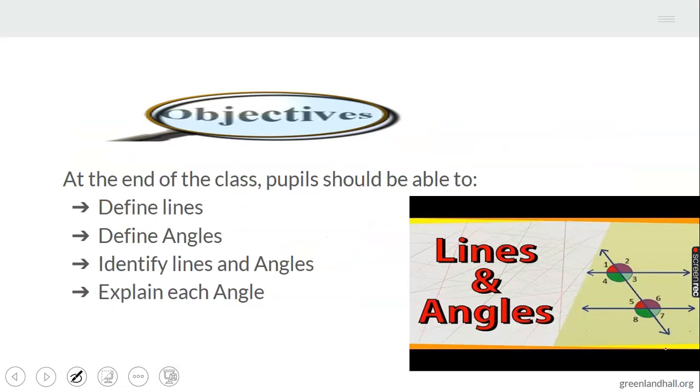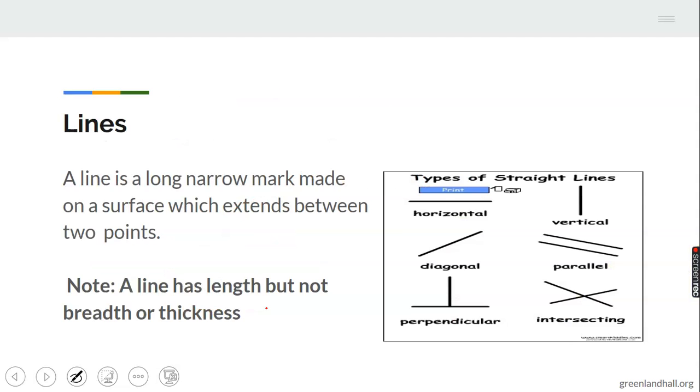Now, let's look at the objective of today's class. What are we expected to learn in today's class? At the end of the class, you should be able to define lines, define angles as well, identify lines and angles, then explain each angle. When you see any angle, you should be able to identify the angle and say, well, this is this angle, and then you should be able to explain why you said it is this angle. Now, please pay attention to the class as we move to the next slide.